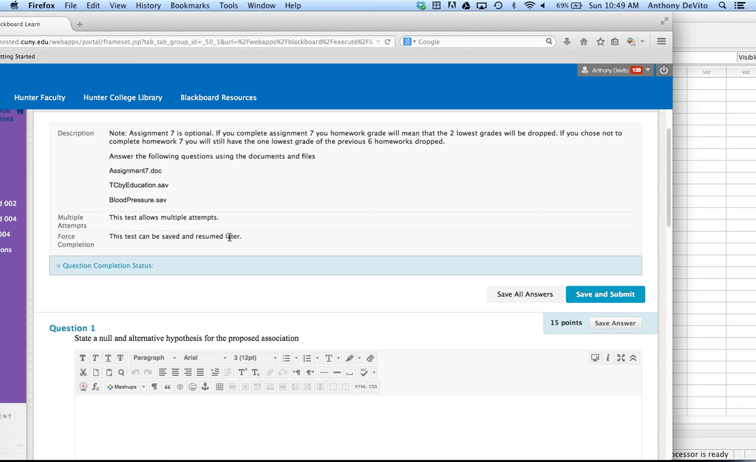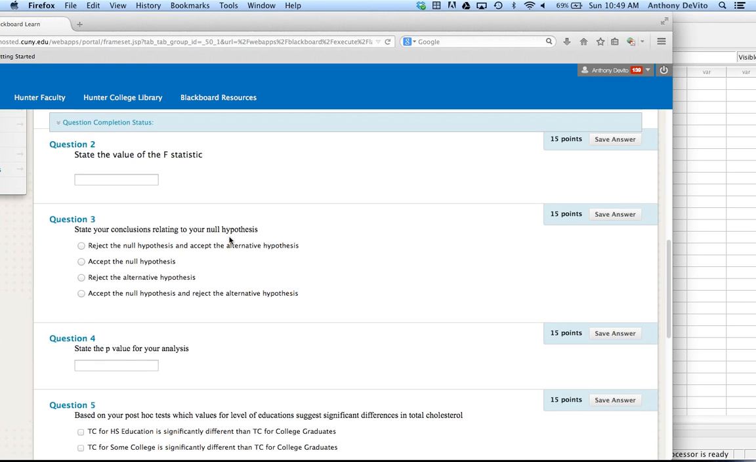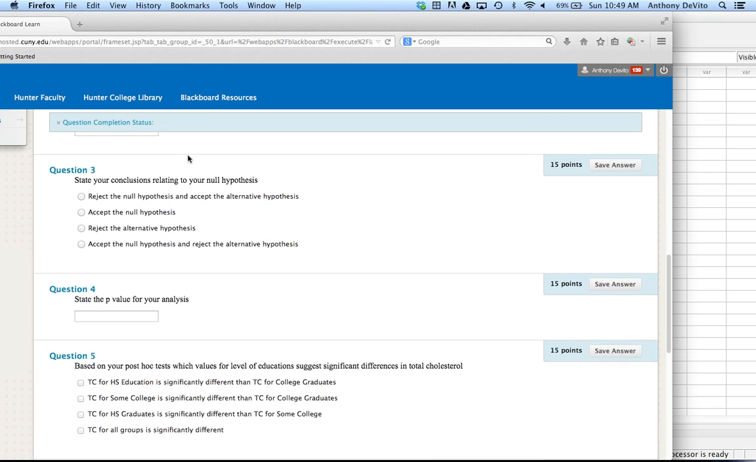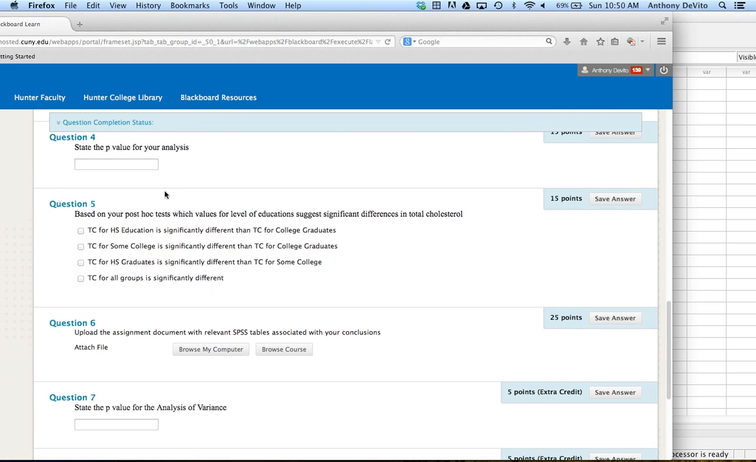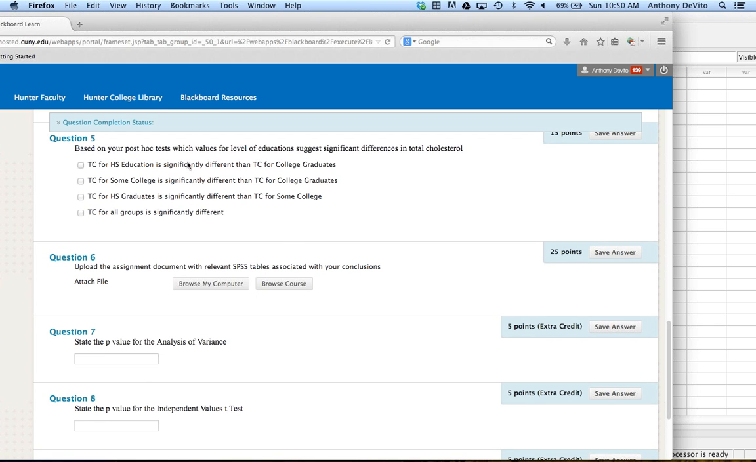Let's see what the other questions were. So we want the null and alternative hypothesis, calculate the F statistic, state your conclusions. Can you reject the null and accept the alternative, accept the null hypothesis, reject the alternative hypothesis, accept the null and reject the alternative hypothesis? I think you guys will be able to figure that out for yourselves. State the p-value for your analysis. We just calculated that, right? We got that from our analysis of variance in SPSS.